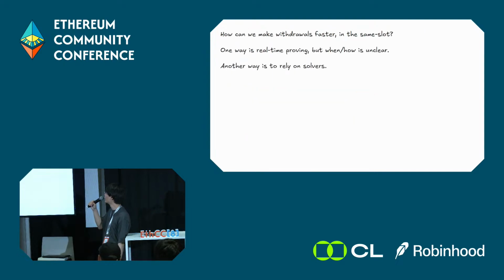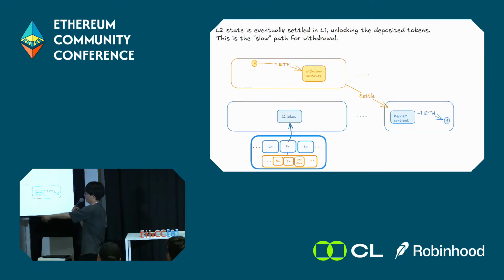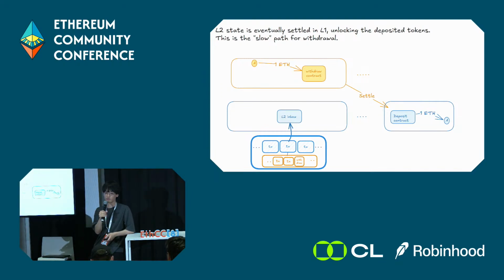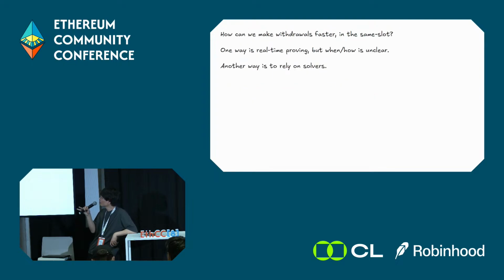Now, the question is how can we make withdrawals faster? Ideally in the same L1 slot. One way is to have real-time proving. The thing that we have to wait for here is settlement, which means the proof of the L2 execution actually landing on L1. So if you can prove within the same L1 slot, then you can get same slot L2 to L1 withdrawals.